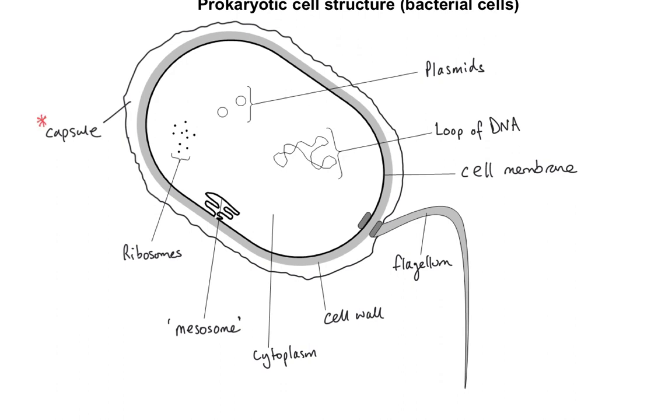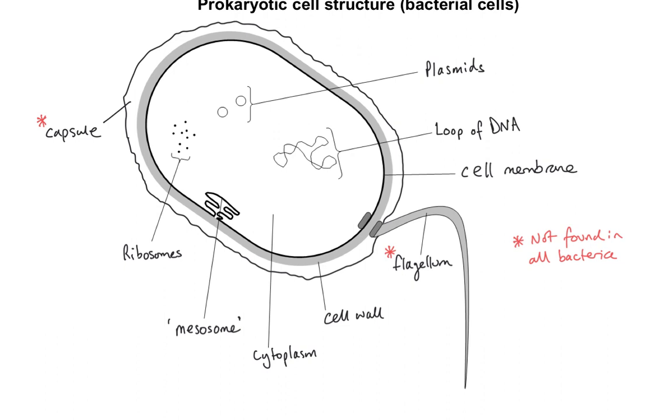I'm going to put a little asterisk next to flagellum as well. And yeah, super. And it's just saying that these are not found in all bacteria. So all bacteria have everything else, but they might not have a flagellum and they might not have a capsule. So that's just our labelling.